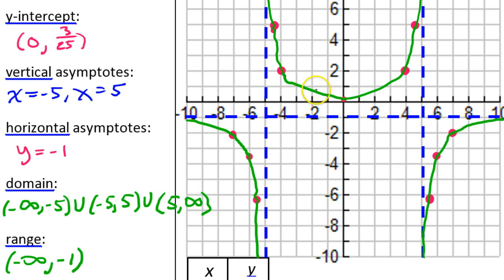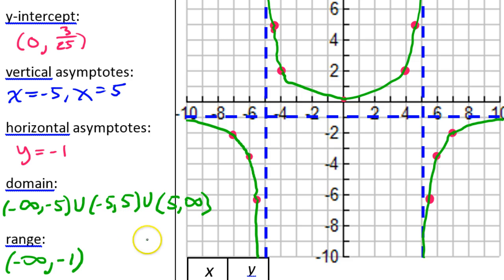But we have to be careful. The upper part of the graph does not start at negative 1. See how there's a gap here? It starts here at the y-intercept. Now remember, this y-intercept is not at 0 either. The y-intercept is at 3/25.